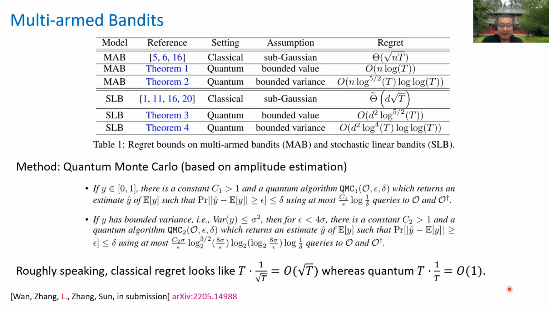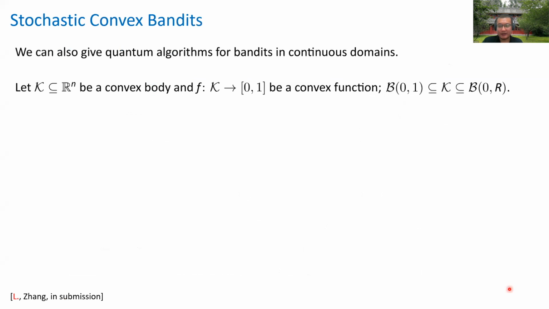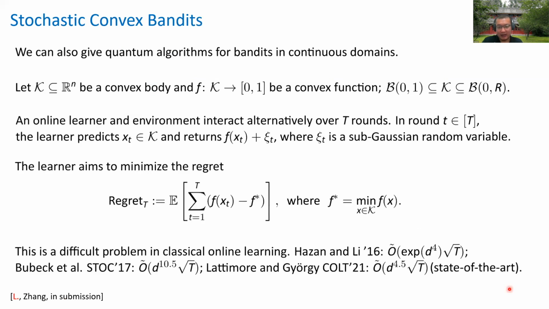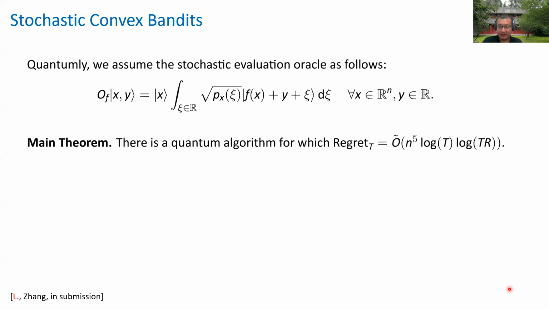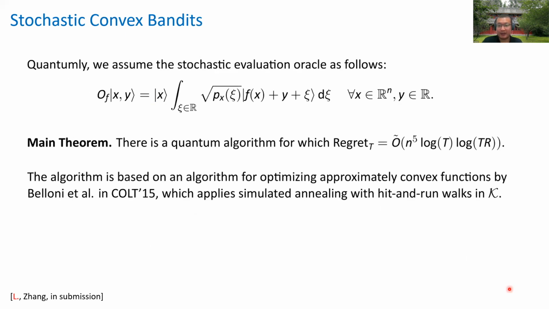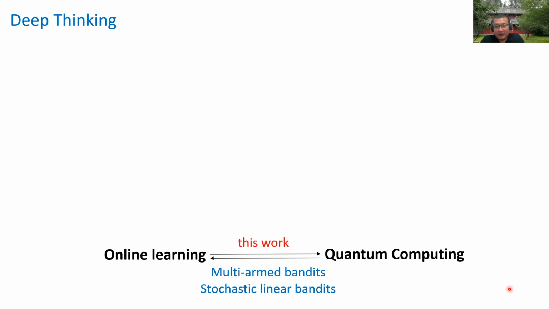This is really rough, and probably not even very rigorous, but it is an intuition of why quantumly we can give a polylogarithmic regret bound for the MAB. And actually, we can also extend this to the continuous domain. For the continuous domain, this is an even harder problem, but quantumly we can still achieve a polylogarithmic regret bound. Okay, so this is a very rough guideline.